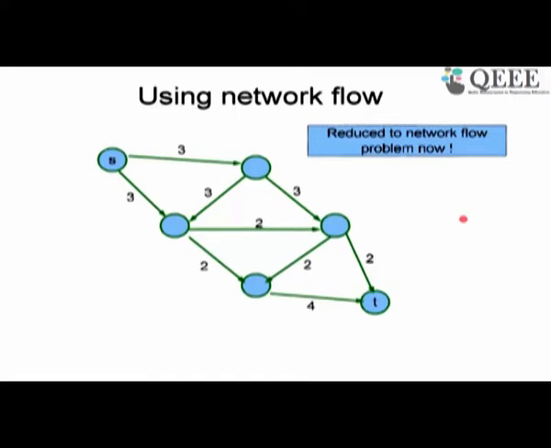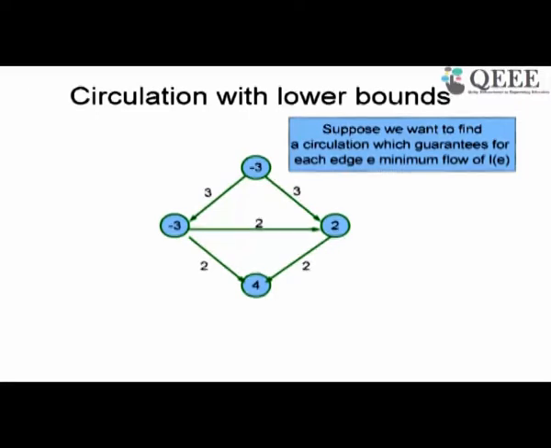Okay, so I can convert every circulation problem into a network flow problem by just adding S and T and putting those edges with those capacities from S and T. And now I can run Ford-Fulkerson and find a circulation.